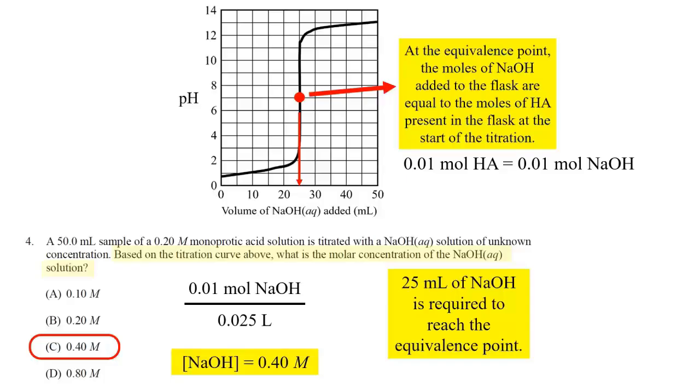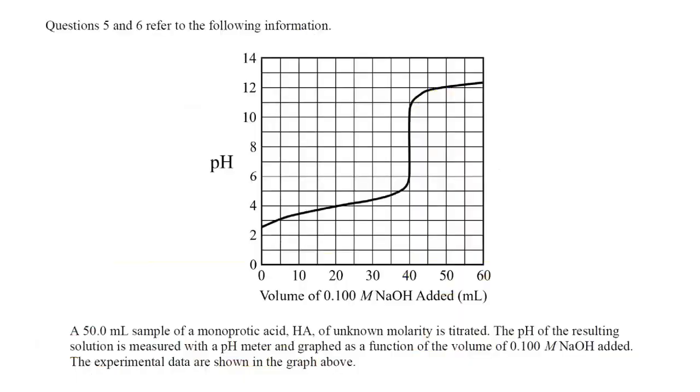Now, as we move on to our next question and we see a new diagram, you'll notice this is another example of a titration curve. At the top of this titration curve, it says that questions 5 and 6 refer to the following information. So let's go ahead and process the information from this acid-base titration. It says a 50.0 milliliter sample of a monoprotic acid, HA, so just like in question 4, we have an example of a monoprotic acid, of unknown molarity is titrated.